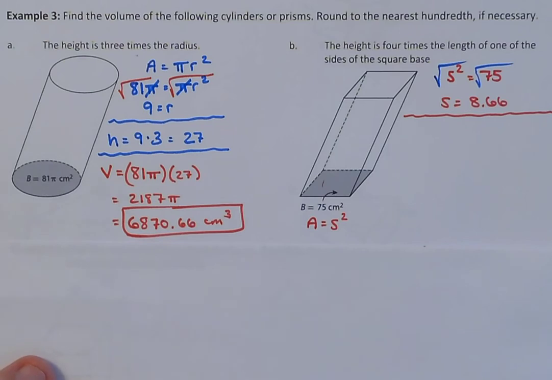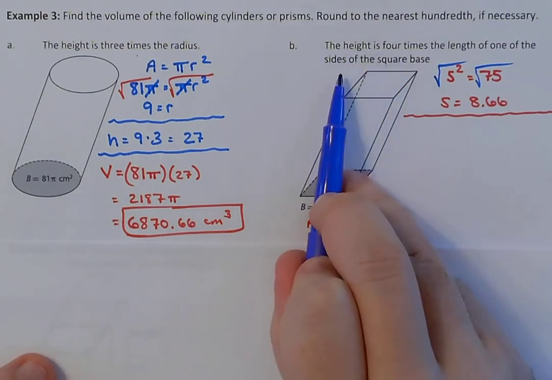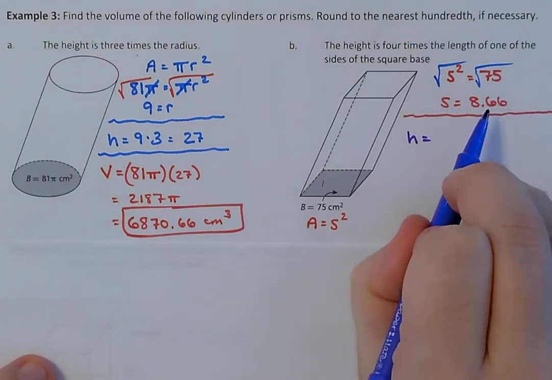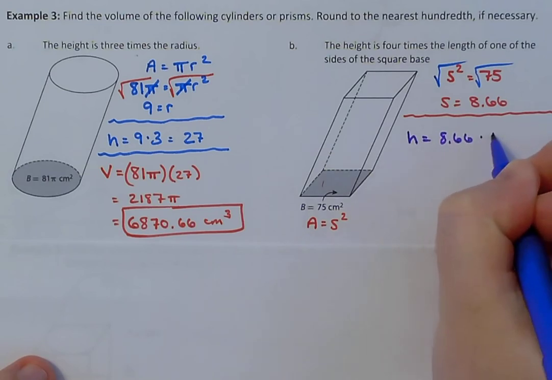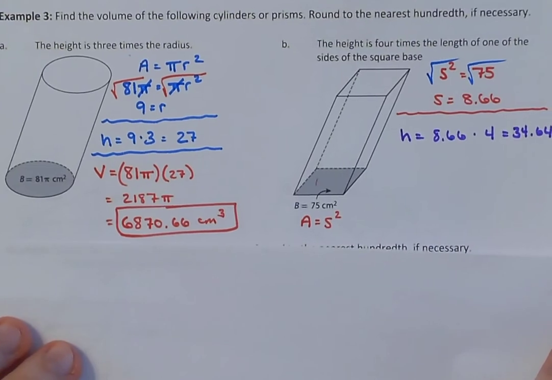Our second step, because they tell us the height is 4 times the length of one of the sides, means we're going to do 8.66 times 4. And that gives us 34.64.